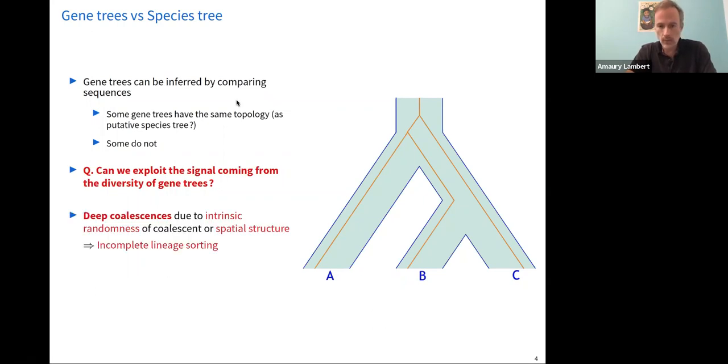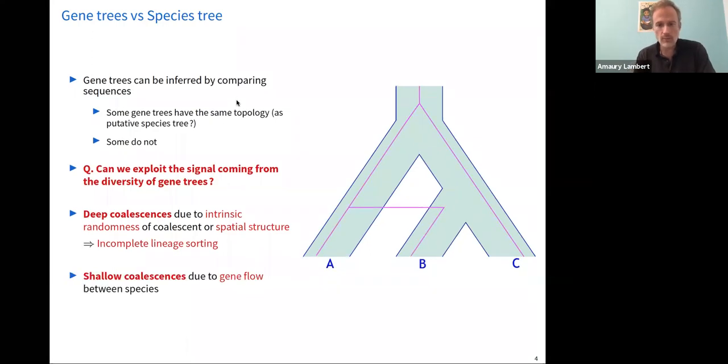So there are two kinds of causes for the discrepancy between gene trees. The first, I just introduced it, it's deep coalescences, which are due to the intrinsic randomness of the coalescent process. It can also be due to spatial structure. This is something I mentioned during lecture 1. The fact that here not shown on the picture, you may imagine that actually the two lineages ancestral to B and C are trapped in two different geographically separated populations, and so cannot coalesce because the two populations do not interbreed.